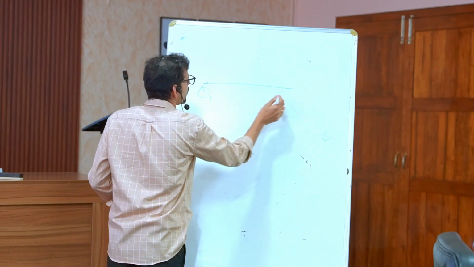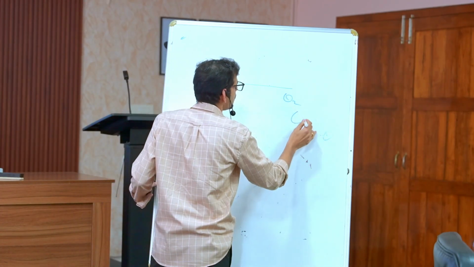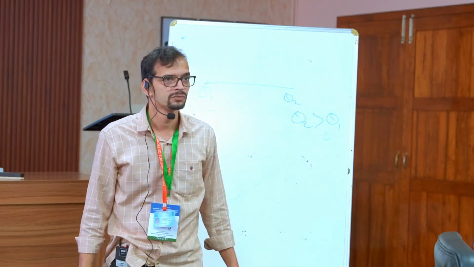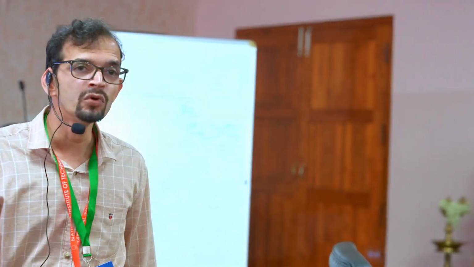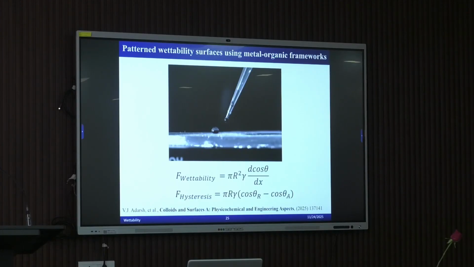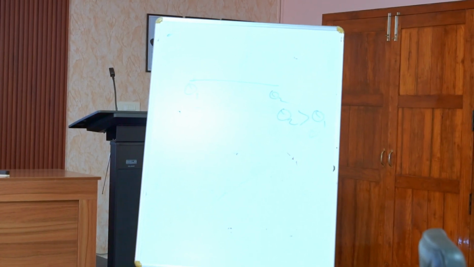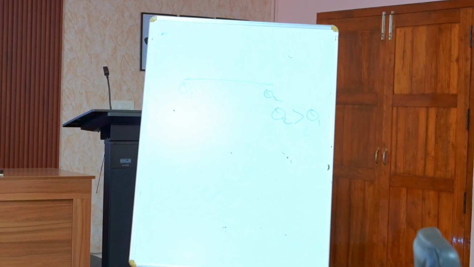Say this is theta 1 and theta 2. I would say theta 2 is greater than theta 1. Then if I put a droplet, in which direction will it move? Theta 2 is higher than theta 1. Will it move towards theta 2 or towards theta 1? Towards theta 1. Very good.